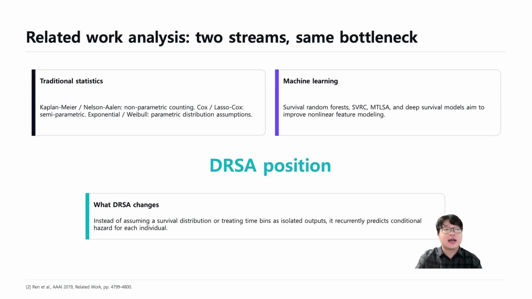However, DRSA argues that previous methods still have a bottleneck. Some methods rely on distribution assumptions, while others treat time being as isolated output. DRSA changes this by recurrently predicting the conditional hazard for each individual over time.